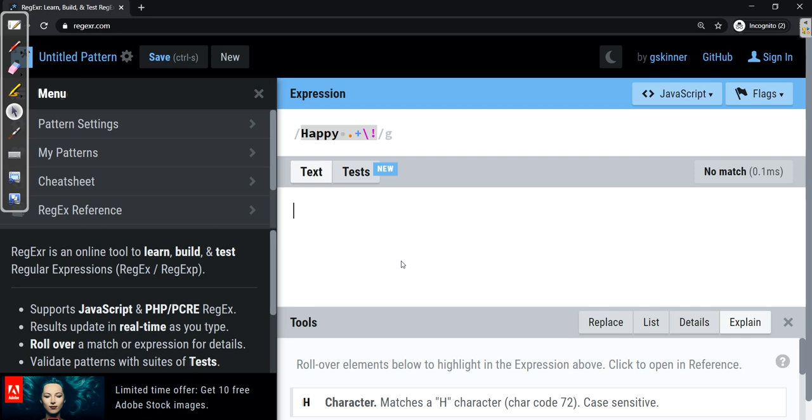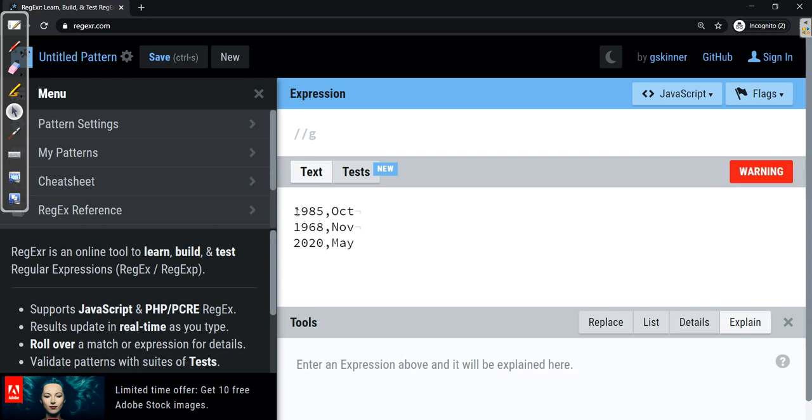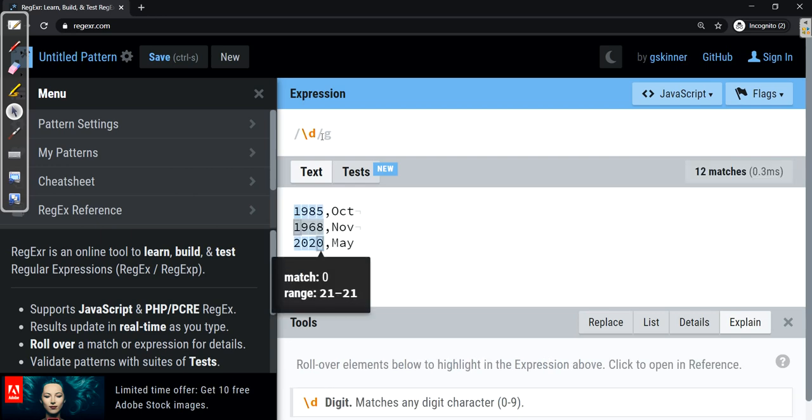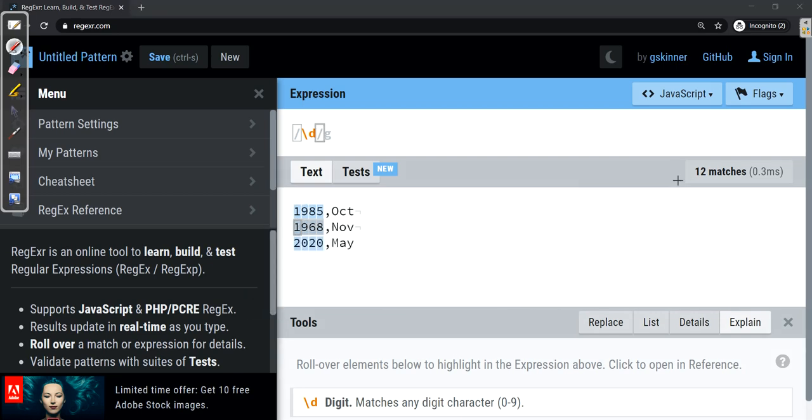If I write the year names, 1984 with October, 1968 November, 2020 May. Now here I have a requirement of detecting all the numerical values. So for numerical values we can use \d. So here it is detecting 1 by 1. Here we can see it is detecting 12 matches.